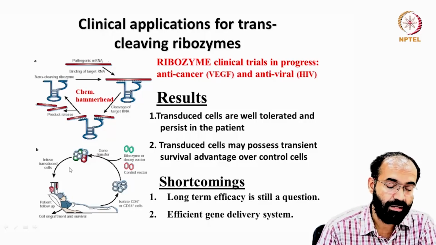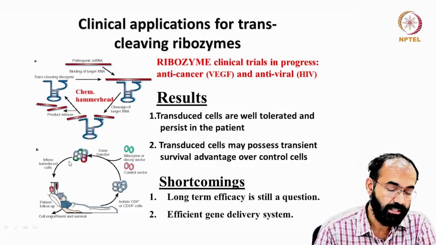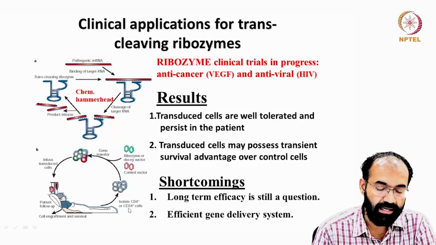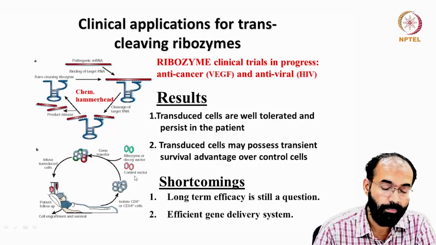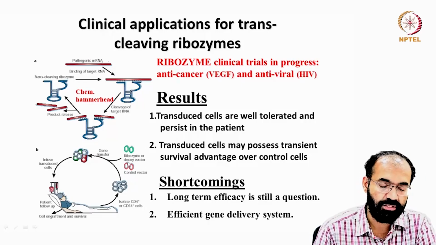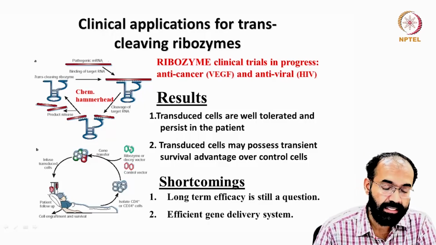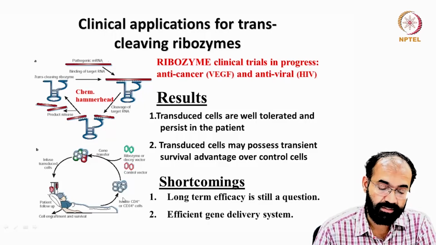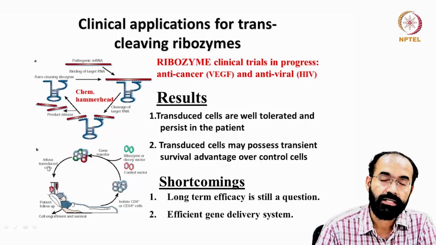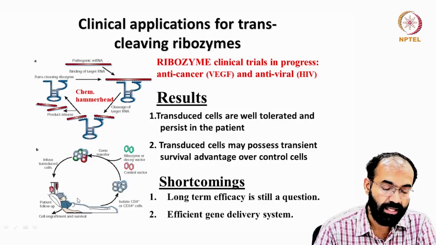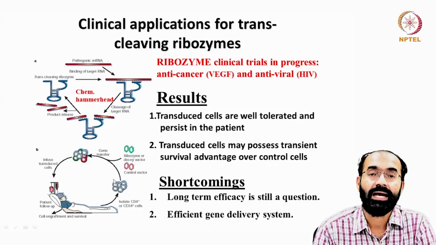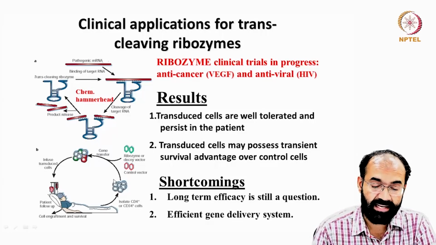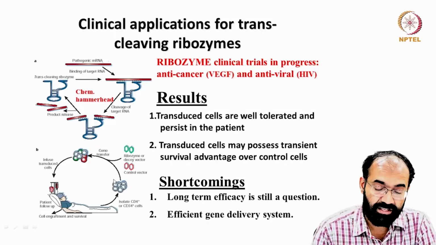Then another example, how do we deliver it? So you have a patient and you collect the cells from the patient, that is CD4 or CD34 cells, from the bloodstream, and you introduce this ribozyme in a vector into these cells and deliver back into the same patient, so that in the bloodstream the person has got this ribozyme and it can cause a protective effect against VEGF or against HIV.